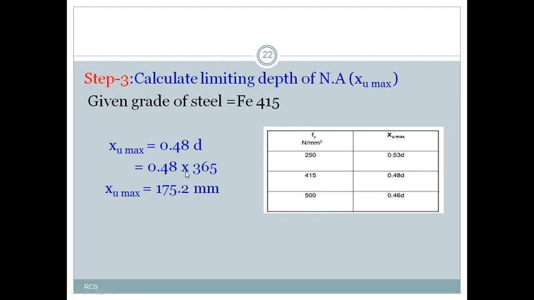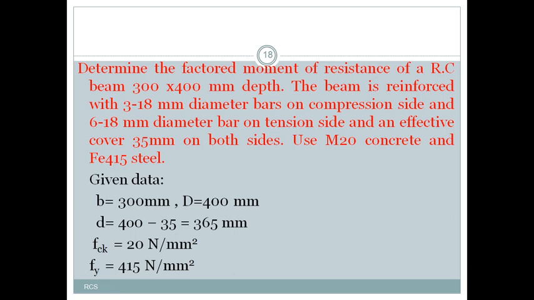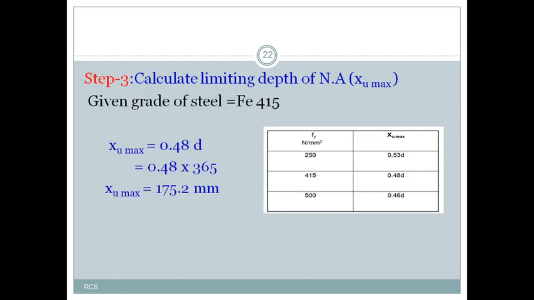From 0.48 D, D is the effective depth. I think it is in the problem. It is given 400. Please correct it. Just write it here, 0.48 into 400. This value will be 192. So dear student, just make a note here. Instead of 365, please write here 400.